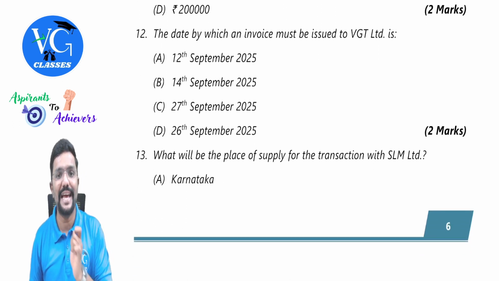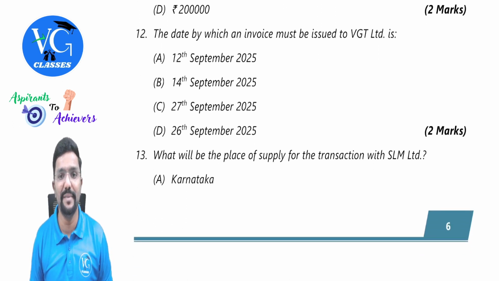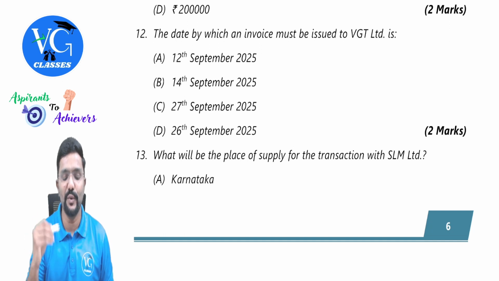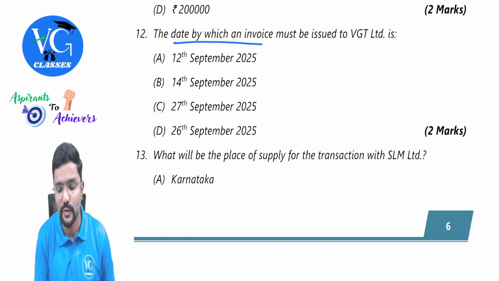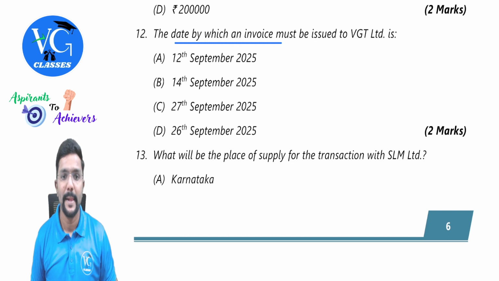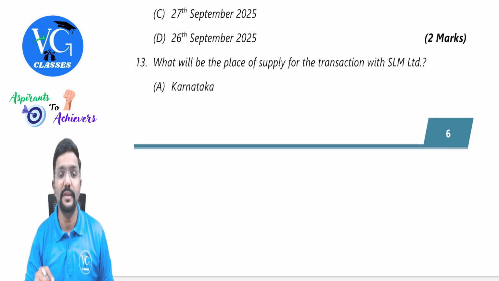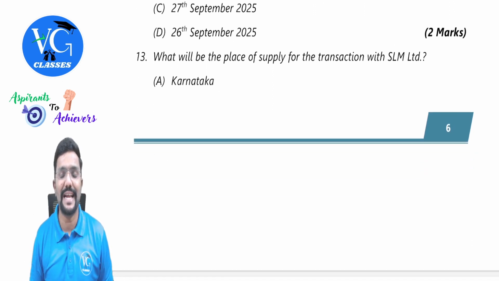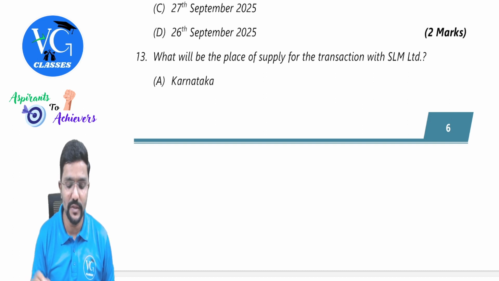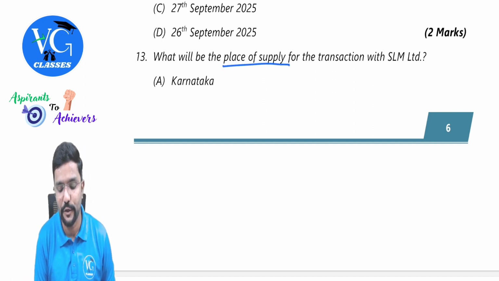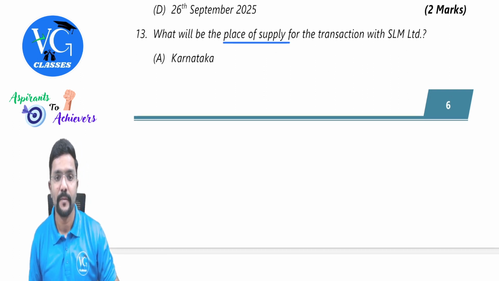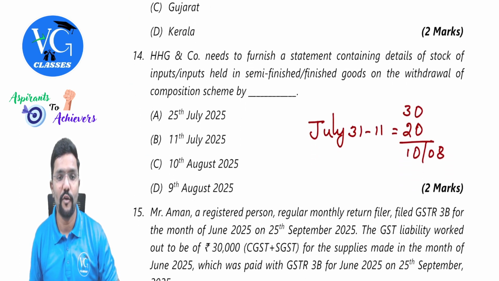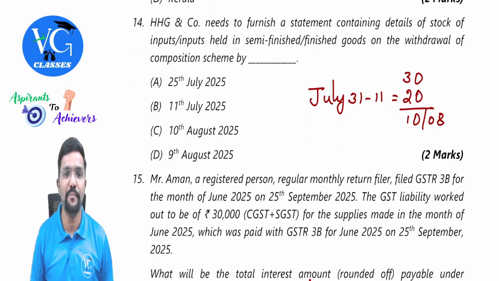Chalo, 12th one. The date by which an invoice must be issued to VGT Limited is. So this is on the due date to issue invoice, guys. So section 31. Yeah. Next, 13th one. What will be the place of supply for the transaction with SLM Limited? So this is with respect to place of supply. We need to refer to IGST Act. 14th one, the last question under case scenario.